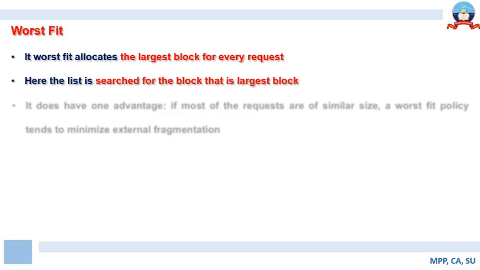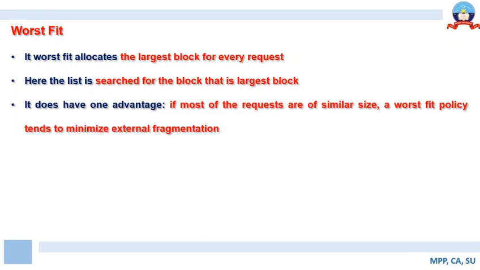Here the list is searched for the largest among all the free blocks available in the memory, and the largest of the blocks will be allocated to the requesting process. It does have one advantage. If most of the requests are of similar size, a WorstFit policy tends to minimize external fragmentation. So this is one of the advantages of the WorstFit memory allocation scheme.